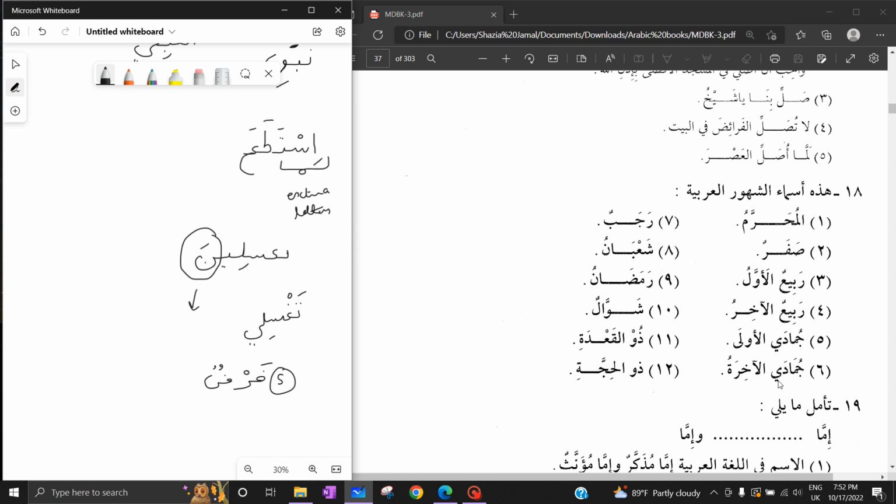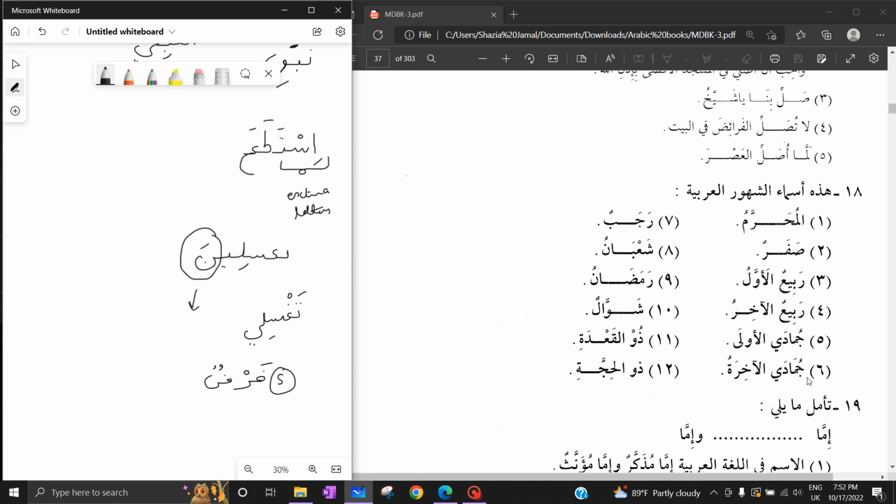Jumada al-ula, Jumada al-akhira. Why Jumada al-akhira? There is a difference. Jumada al-ula and Jumada al-akhira. Rabi' is awwal, and Jumada is ula, not awwal. So that means this Jumada is feminine. That's why it is ula. This ula is for femininity. If the noun is feminine, we say ula, and if the noun is male, we use awwal.